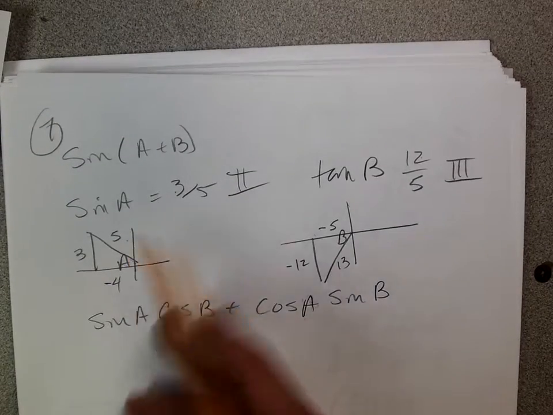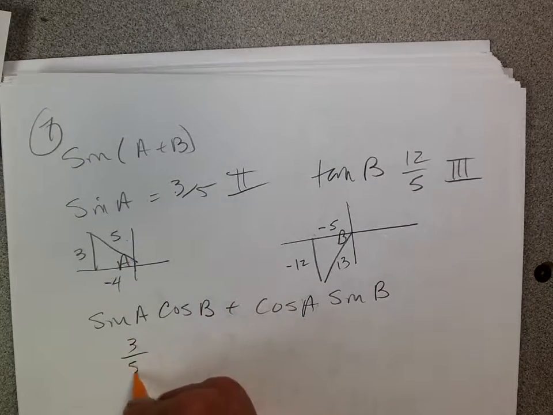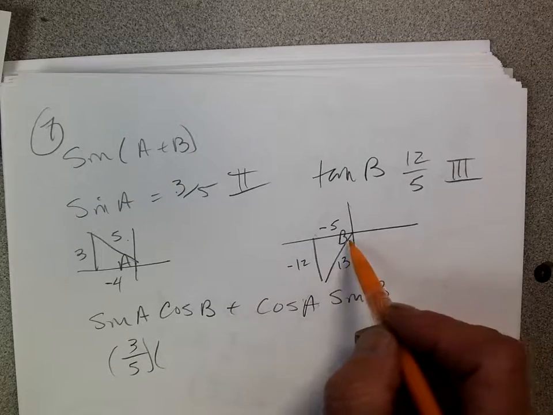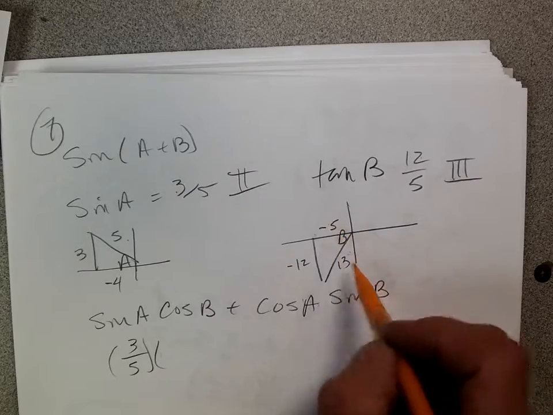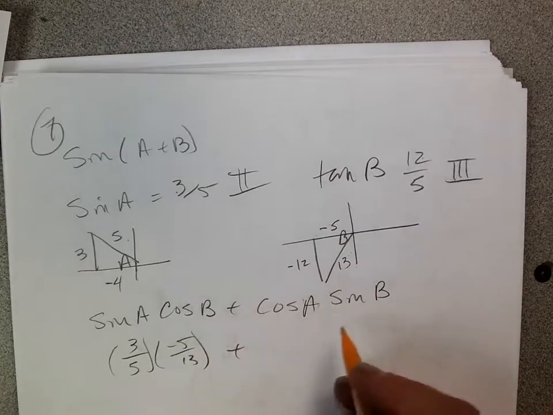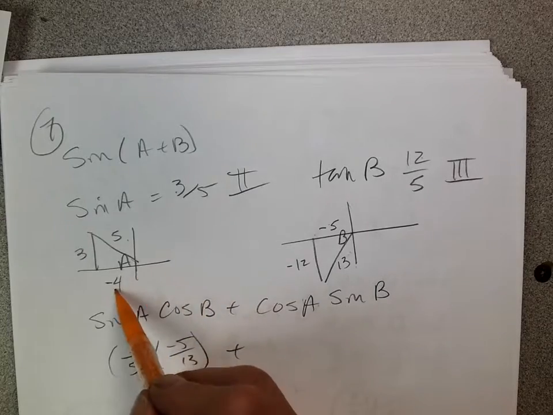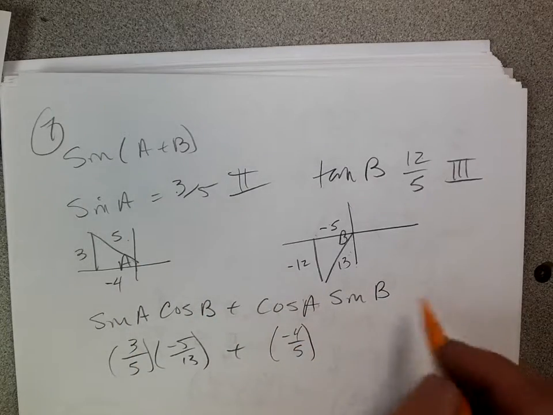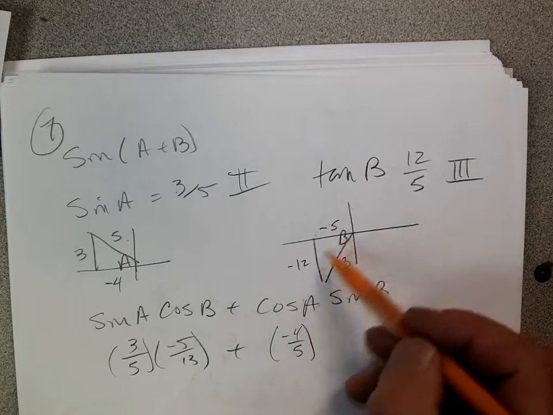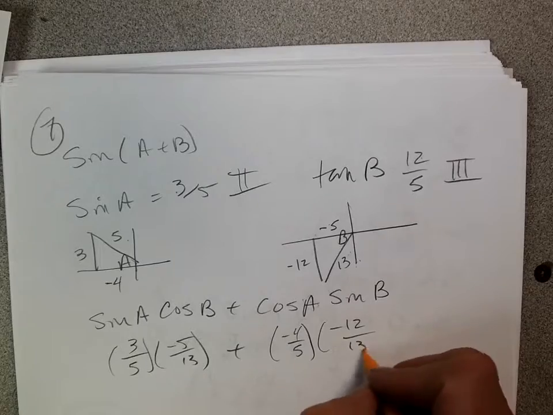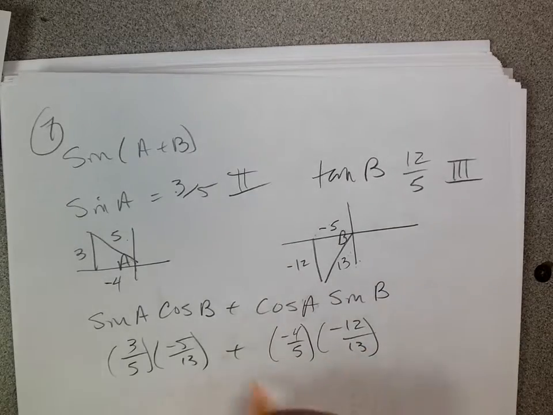There's my A and B. Sine of a, that's easy. Sine is opposite over hypotenuse, that's just 3/5. Cosine of b, we go over to triangle B. Adjacent over hypotenuse, which is -5/13. Plus cosine of a, adjacent over hypotenuse, which is -4/5. Sine of b, opposite over hypotenuse, which is -12/13.